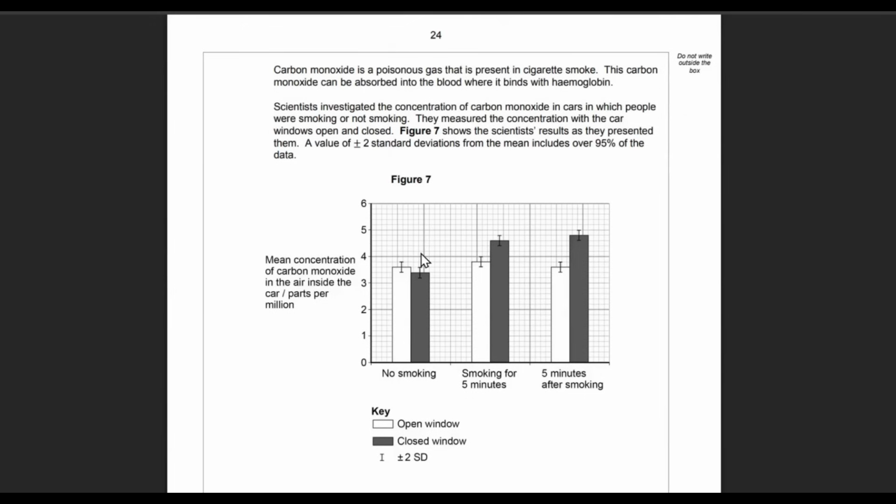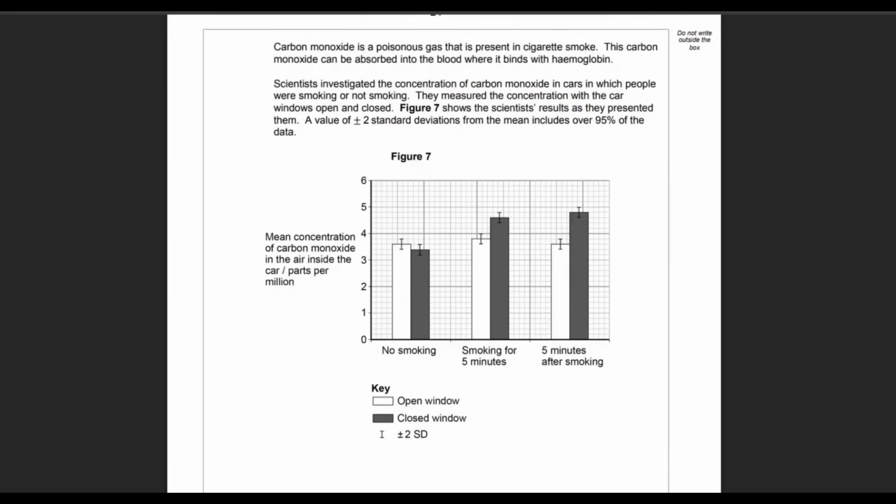Oh my days. Carbon monoxide is a poisonous gas that's present in cigarette smoke. This carbon monoxide can be absorbed into the blood where it binds with hemoglobin. Scientists investigated the concentration of carbon monoxide in cars in which people were smoking or not smoking. They measured the concentration with the car windows open and closed. Figure 7 shows the results as they presented them. A value of plus or minus 2 standard deviations from the mean includes over 95% of the data. And that means they're telling you that these error bars are decent because they are 95%.